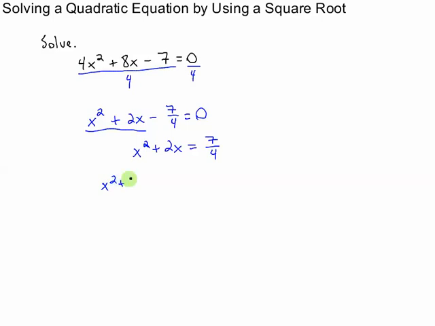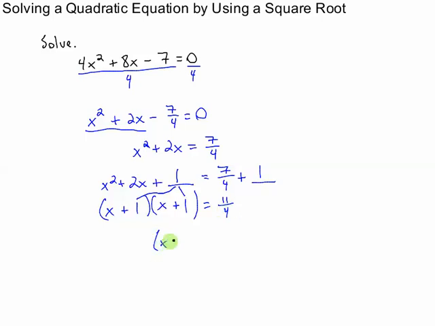Then I need to add something to both sides to make the left side a perfect square trinomial, and I have to add it to both sides to keep the equation balanced. To figure out what to add, I will factor my pretend trinomial over here as if it's a perfect square. To get x squared, I have to have x and x, and to get 2x in the middle, I need a plus 1 and another plus 1. And so 1 times 1 gives me 1, and so that's what I have to add to both sides. So 7/4 plus 1 is 11/4. So I end up with (x plus 1) quantity squared equals 11/4.